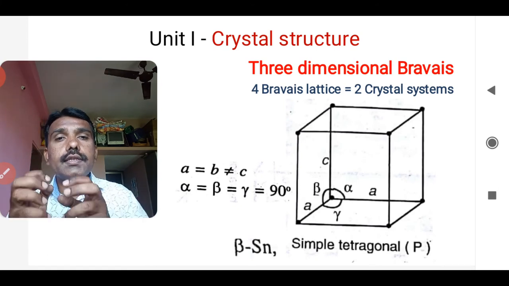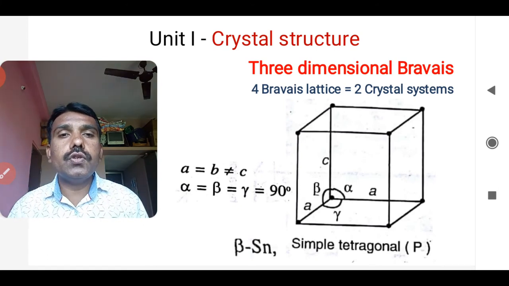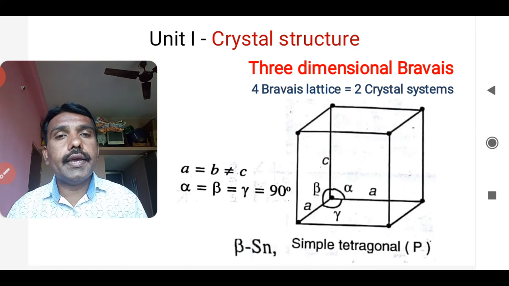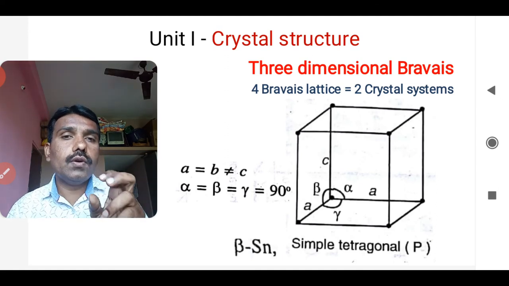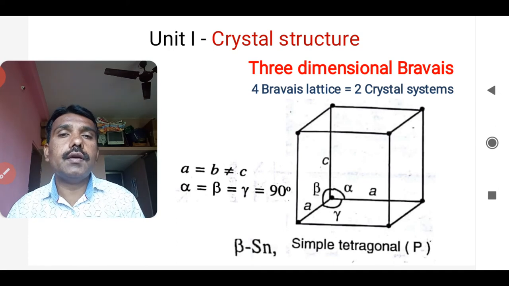All these come with a equal to b equal to c, and alpha, beta, gamma equal to 90 degrees, and all these three Bravais lattices come under the first crystal system. That is called cubic: simple cubic or primitive cubic, another one is body centered cubic, and the third one is face centered cubic.